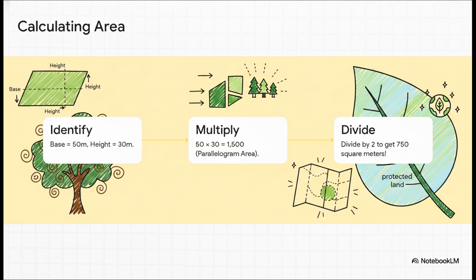Step 1, we identify the parts. Our base is 50 meters, and our height is 30 meters. Step 2, we multiply the base times the height. So 50 times 30 equals 1,500.